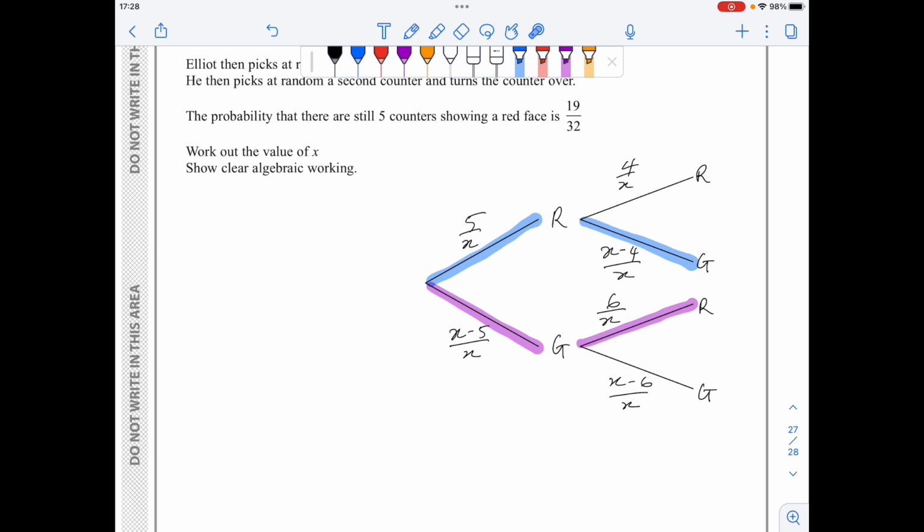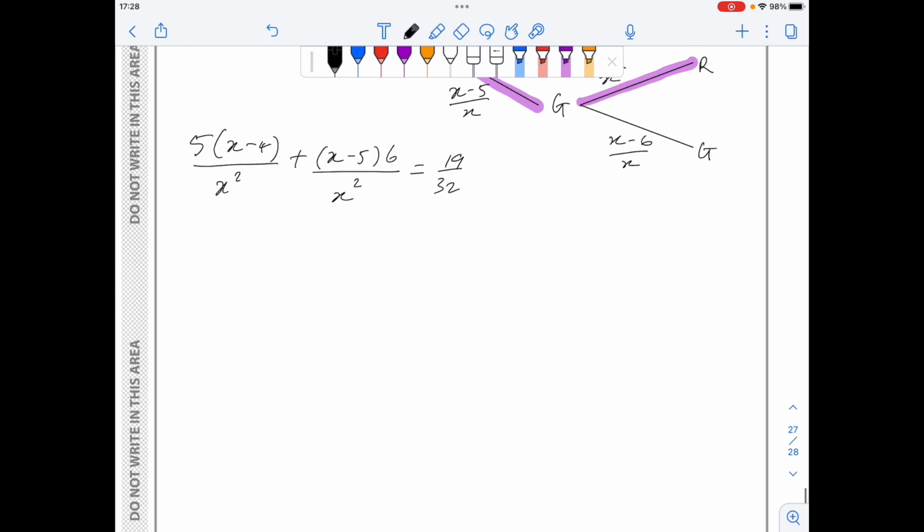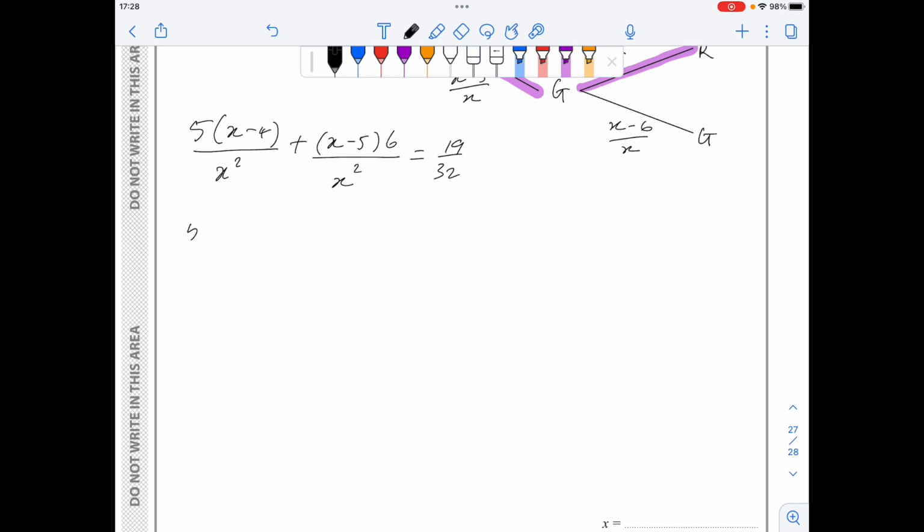Now, whenever you're going along the branches, you multiply for these two and then you add the two combinations. So I will multiply the blue ones and get 5 times x minus 4 over x times x, which is x squared, plus for the purple one, I've got x minus 5 times 6 over x squared, and this is equal to 19 over 32. Let's expand: 5x minus 20 plus 6x minus 30 over x squared is equal to 19 over 32.